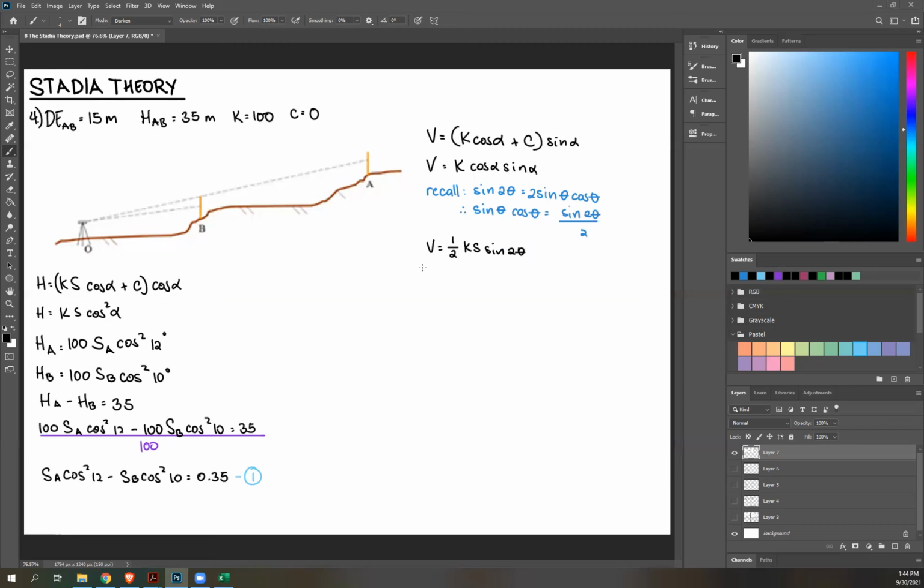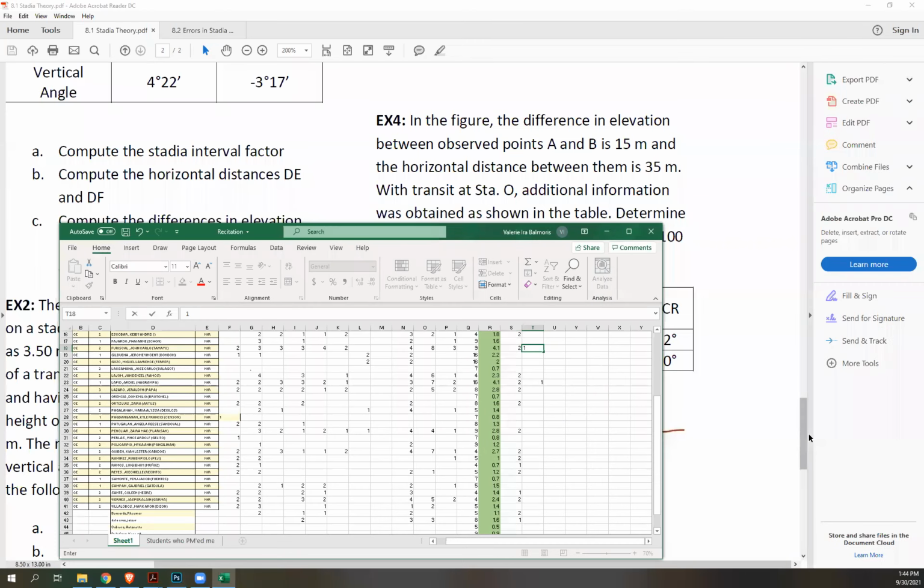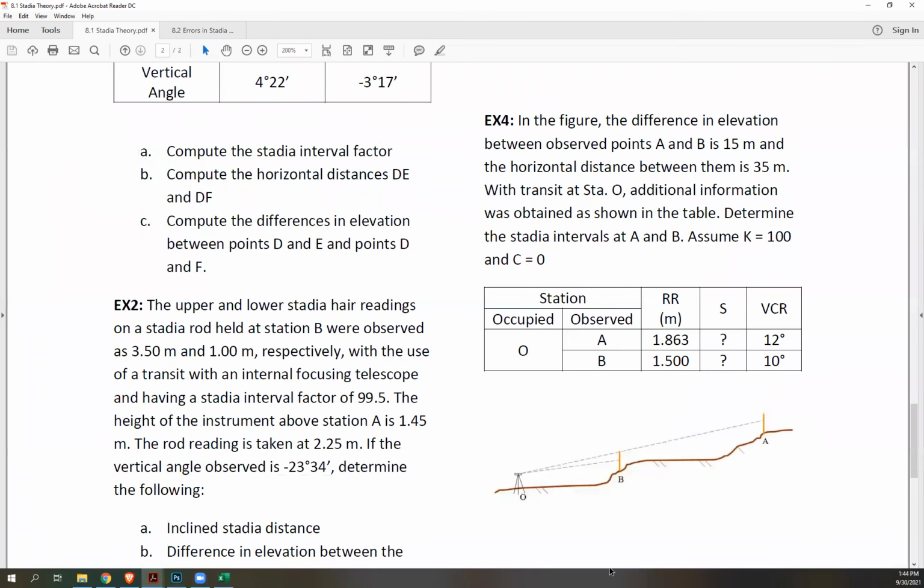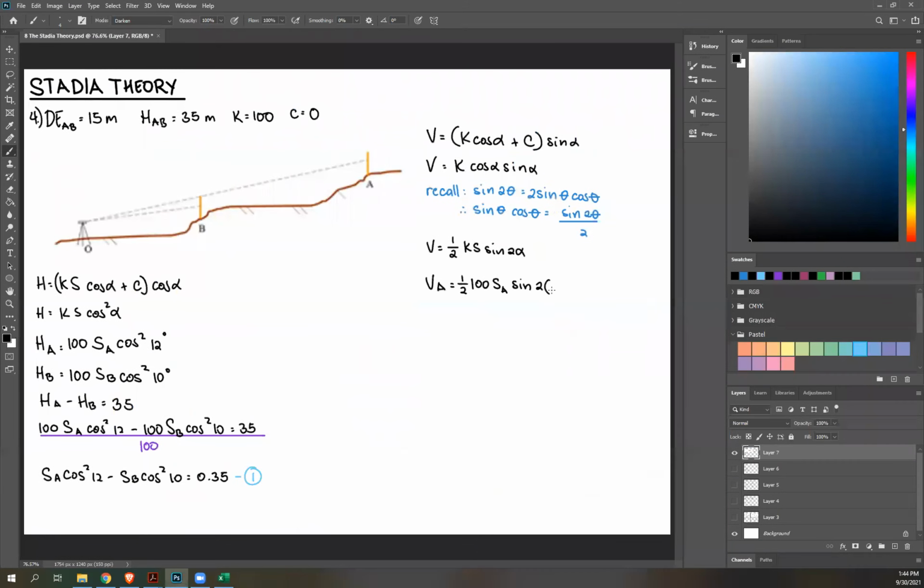So now let's sub. Let's start with VA. So VA is just 1/2 Ks. Again, K is constant, so that's 100 SA sine 2 times theta. This is alpha. Alpha for the first one is 12. Let's simplify this. VA, 1/2 of 100, that's 50 SA sine 24.